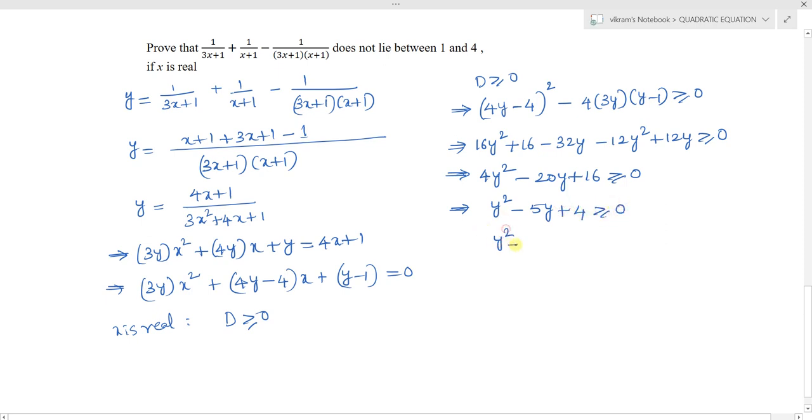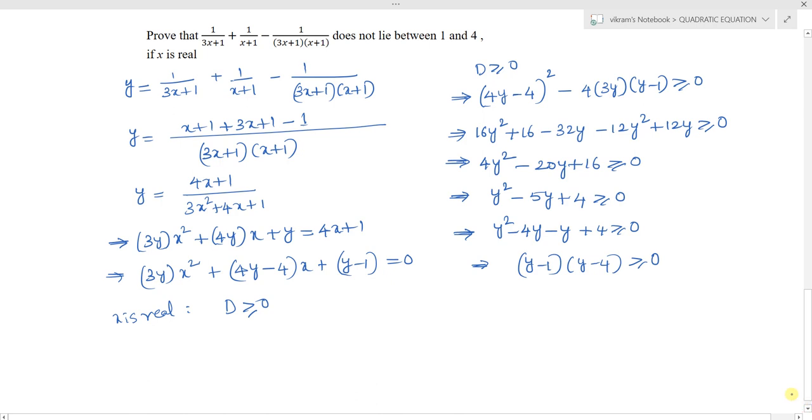We can write this as y square minus 4y minus y plus 4 is greater than or equal to 0. So now we can express this in factors as y minus 1 into y minus 4 is greater than or equal to 0. So we obtained, let alpha equal 1 and beta equal 4.